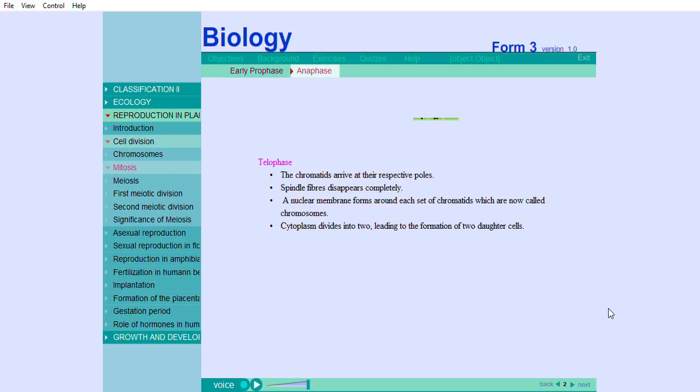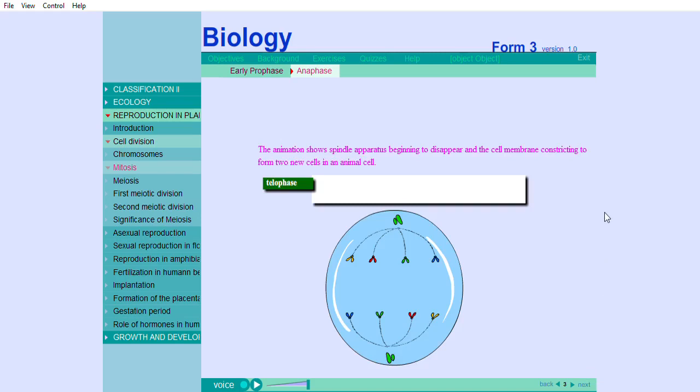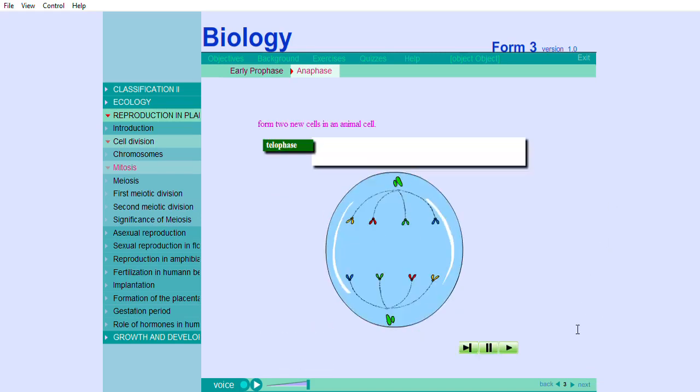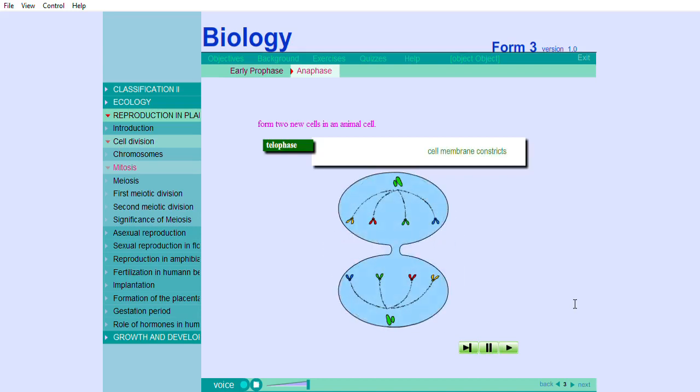Telophase. The chromatids arrive at their respective poles. Spindle fibers disappear completely. A nuclear membrane forms around each set of chromatids, which are now called chromosomes. Cytoplasm divides into two, leading to the formation of two daughter cells. The animation shows a spindle apparatus beginning to disappear and the cell membrane constricting to form two new cells in an animal cell.